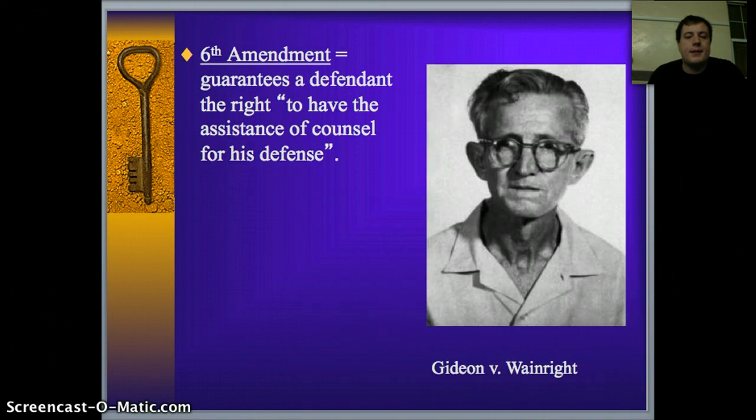There's the Sixth Amendment, which guarantees a defendant, someone accused of a crime, the right to have the assistance of counsel in his defense. Otherwise put, you have the right to an attorney, a lawyer. And we get this from a very important Supreme Court case, Gideon versus Wainwright, which we'll talk about later.